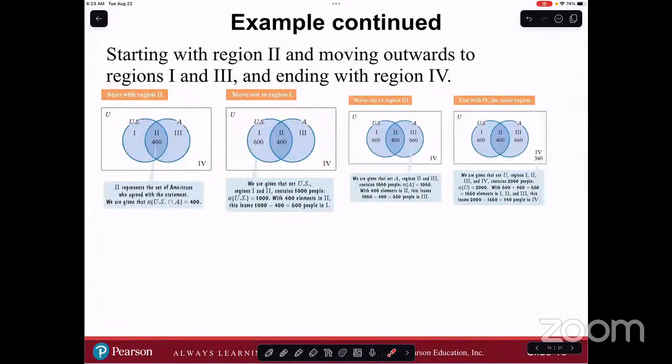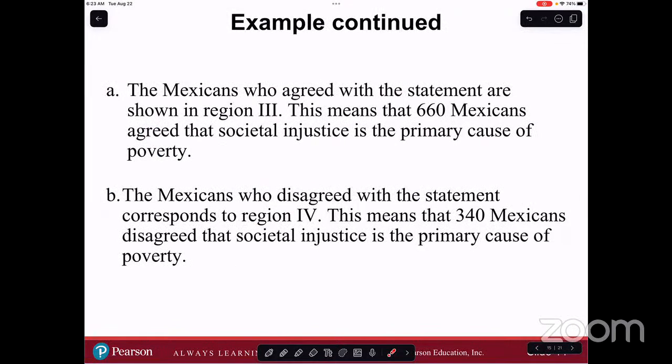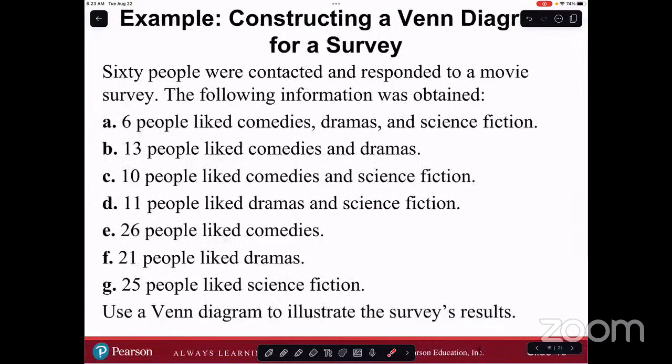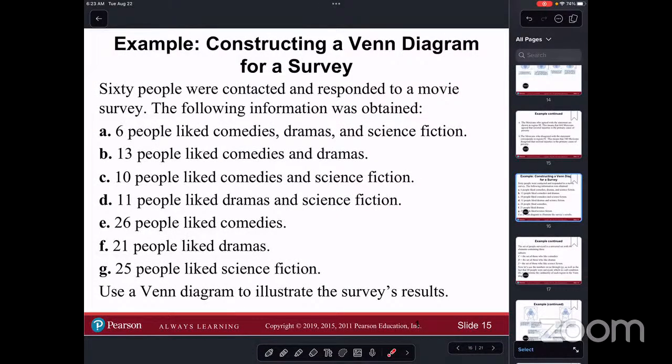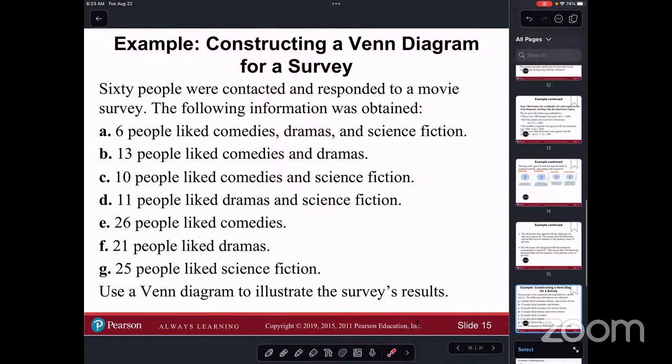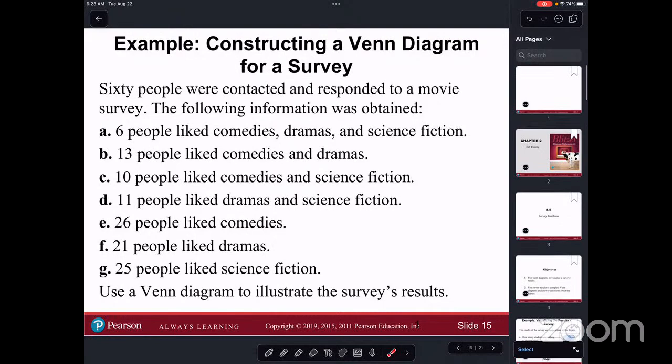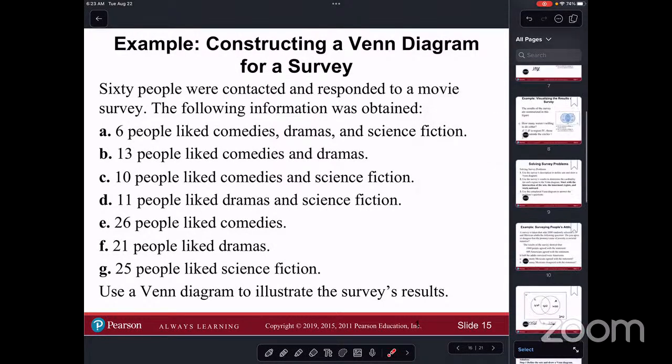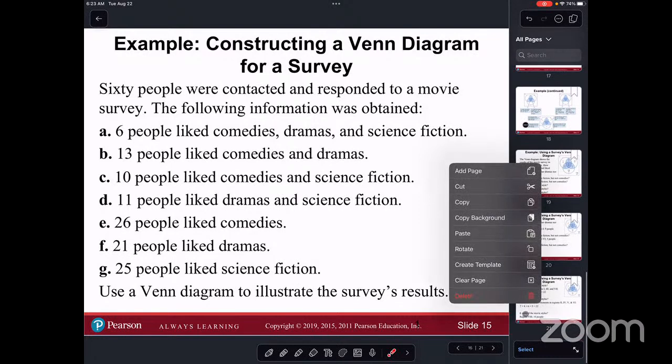Constructing a Venn diagram. It says 60 people were contacted and responded to a movie survey. The following information was obtained. We're going to come back to this. Use a Venn diagram to illustrate the survey's results. Let me see if I can still paste my page. No. Okay. This is page 16. Just go here. Copy. Paste.